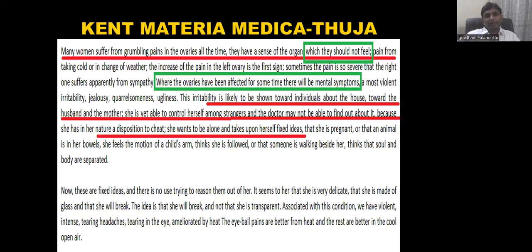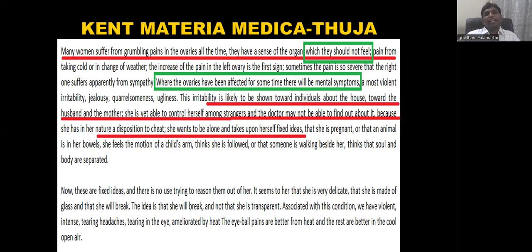So what does Hering's Guiding Symptoms say in Thuja? Many women suffer from grumbling pains in the ovaries all the time. They have a sense of an organ which they should not feel. So many times in female patients, the presence of their ovary should not be felt. So there is a continuous feeling that some pains are always there in the ovaries. Pain from taking cold or change of weather. The increase of pain in the left ovary is the first sign. Sometimes the pain is so severe that the right one suffers apparently from sympathy.